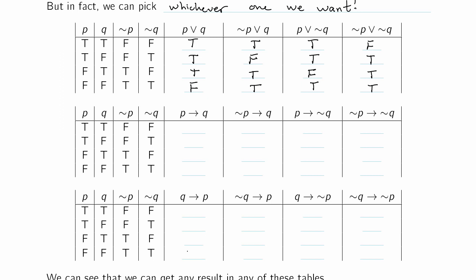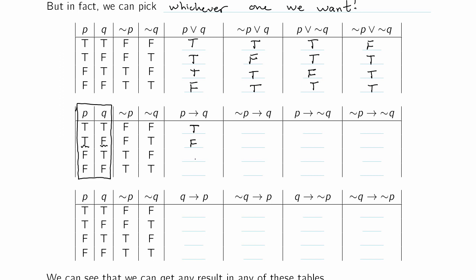We'll do the same thing with if P then Q. We'll want to look at these 2 columns. The conditional is false when P is true and Q is false.